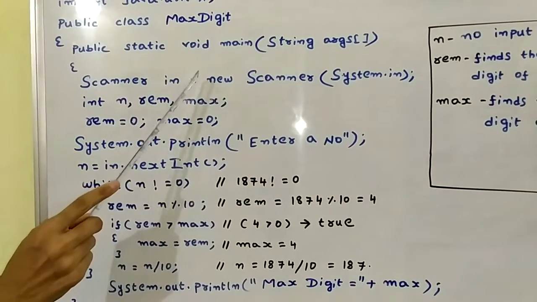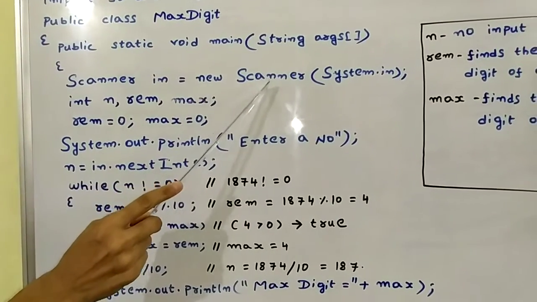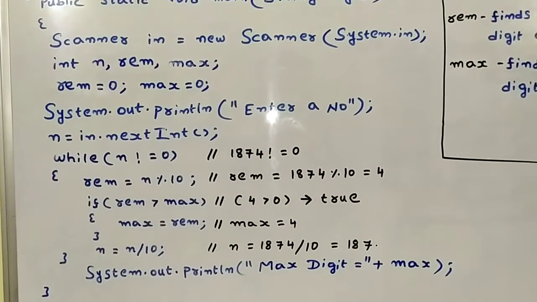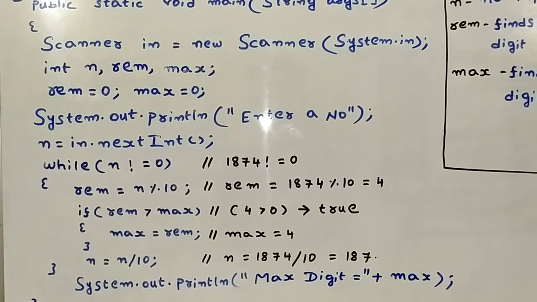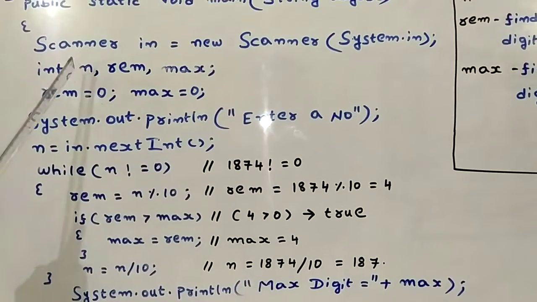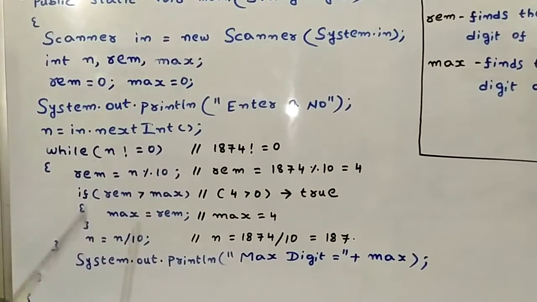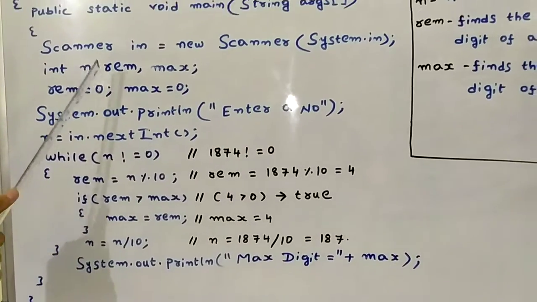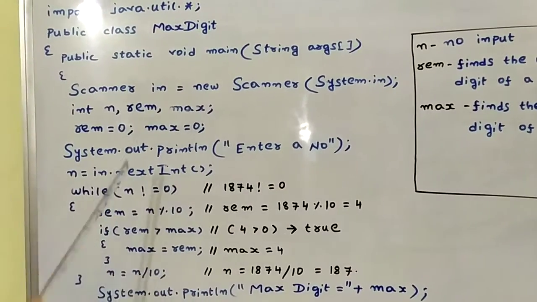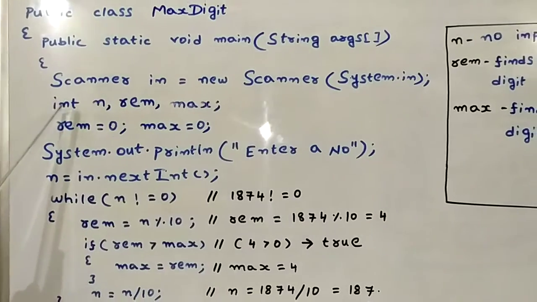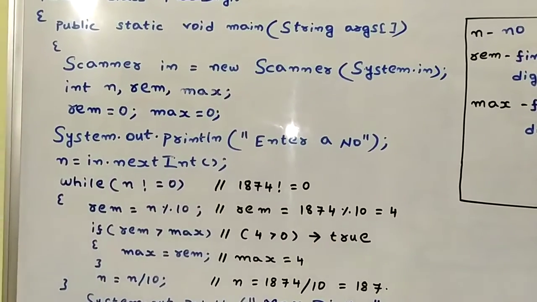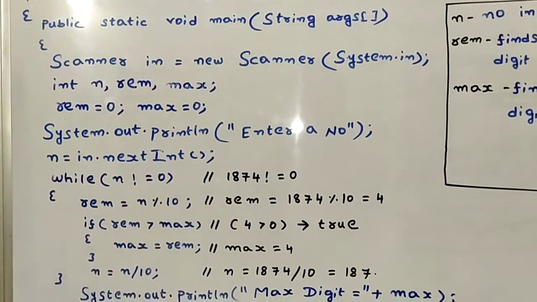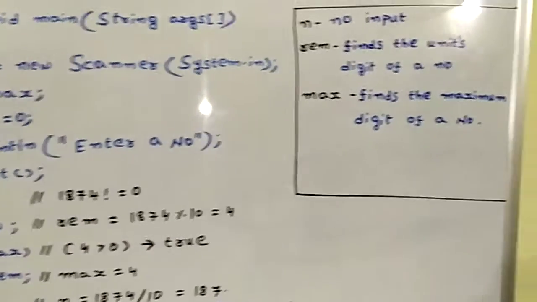Scanner in is equal to new Scanner(System.in). This is the declaration of the Scanner class object. int n, rem, max. These all are the variables. What are the variables? n, rem, max are the variables which are declared of int data type. Each and every variable has a specific purpose. Let us find out what that purpose is.